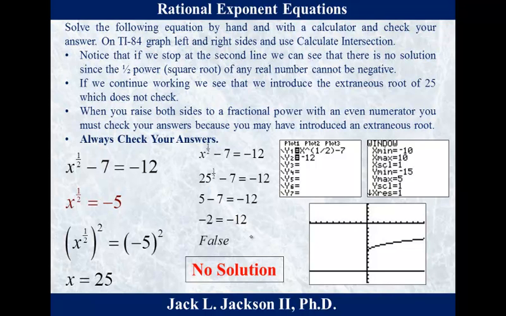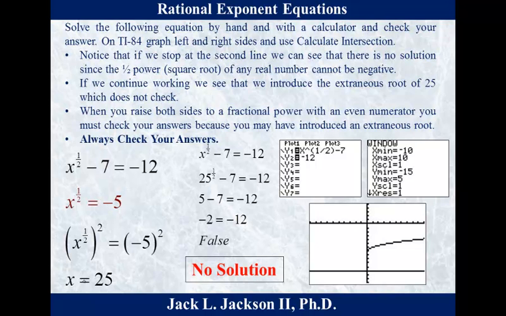So it looks like that's the solution, but if you look, it doesn't check. If we plug 25 in place of x here, 25 to the 1/2 is 5. 5 minus 7 is -2. -2 equals -12. I don't think so. That's false. So that means the one potential solution we had doesn't work. So this is a no solution situation.